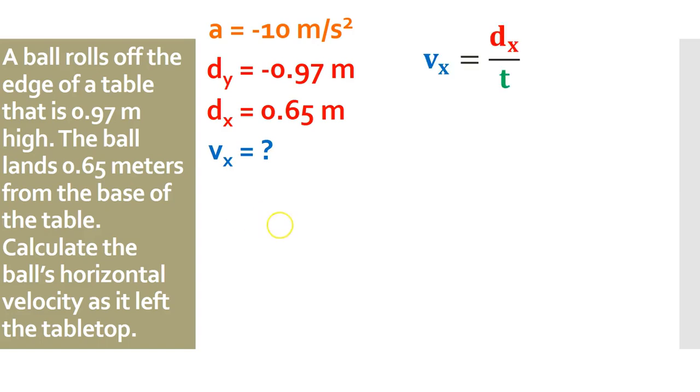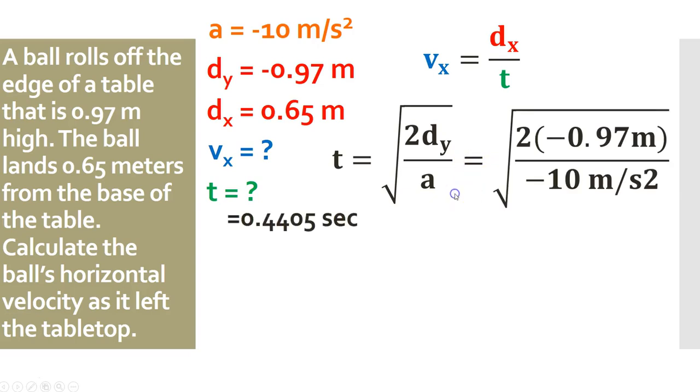Well, if you look at the equation for Vx, it's dx over t. Well, we're missing a piece. And this is going to be real common in your projectile motion problems. You're going to have to find time in order to plug that in and solve for whatever else you might be looking for. So we've got a t equals question mark as well. Well, let's look at our givens again. We've got a dy and we've got an a. So we can use 2 times dy over a, take the square root, to find our time.